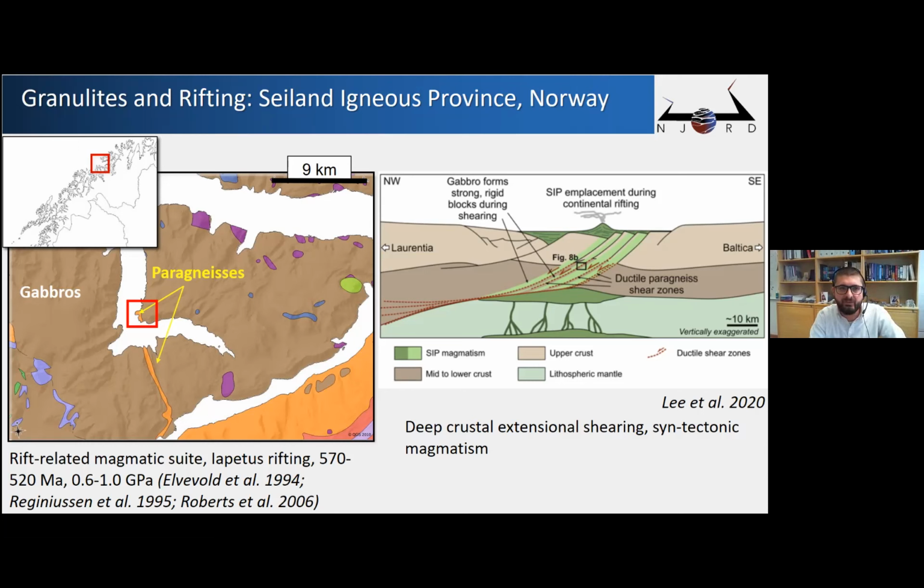On the right hand side, we see an example of a cartoon of this extensional shearing, syn-rifting extensional shearing, from this very nice paper of Lee et al. What are the rocks here?